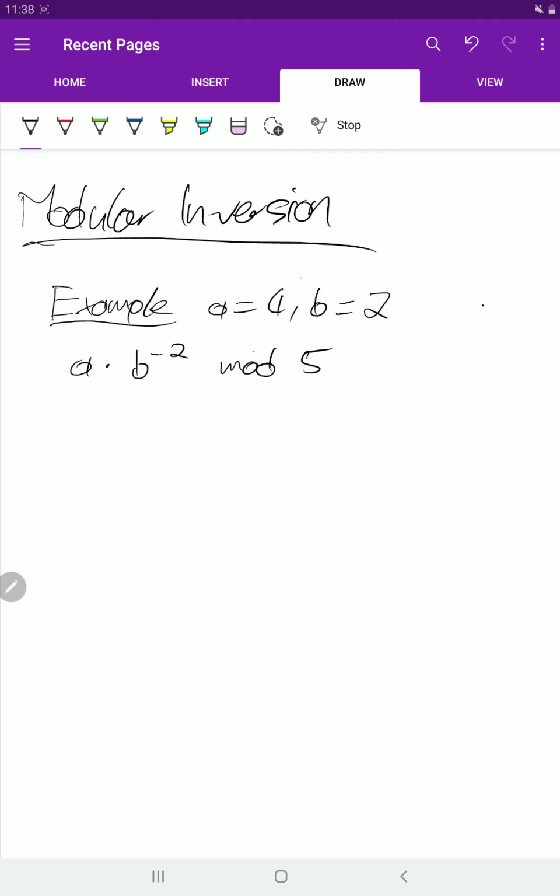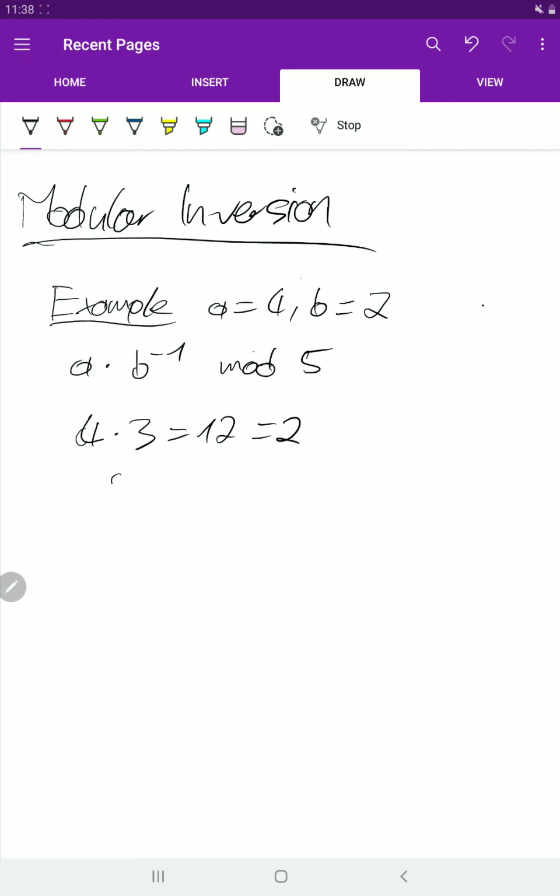So, b inverse, not b to the minus 2. Let's see. a is 4, b is 2, so the inverse of 2 is 3 modulo 5, so that's 12, which is 2.